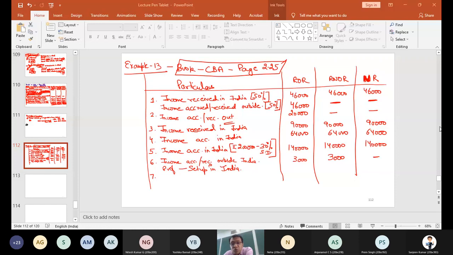Then I do not know where it is received. Is it received in India or outside India? Had it been received in India, I would have written: dividend income received in India, taxable for everyone. That's it. Since I do not know where it is received, I can write section 9, that dividend paid by an Indian company, even if outside India, is deemed to accrue or arise in India. So I should not say that it is accrued in India.